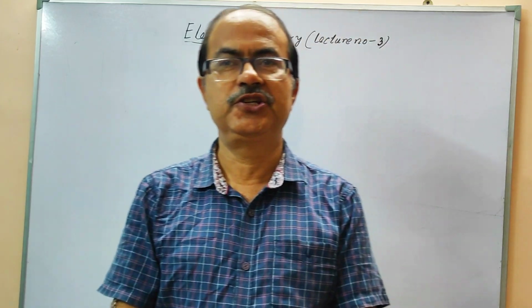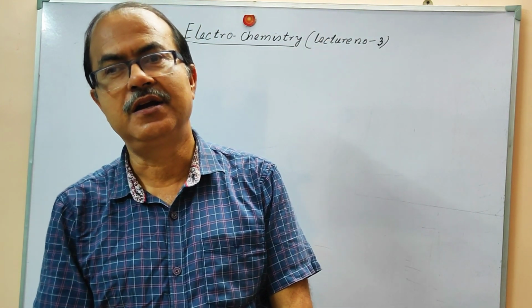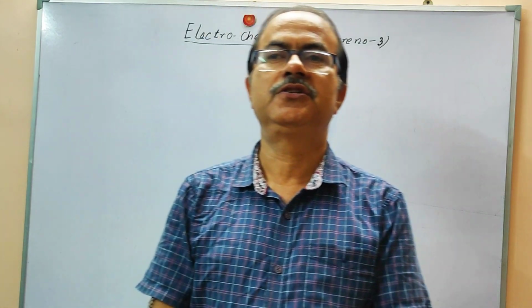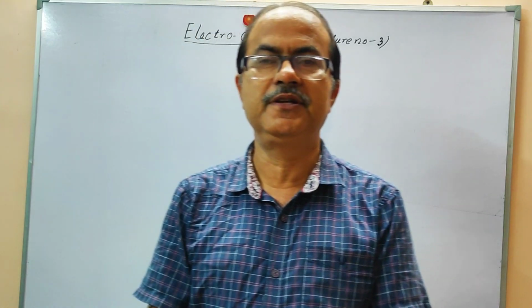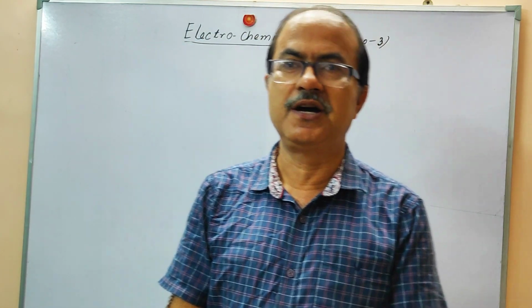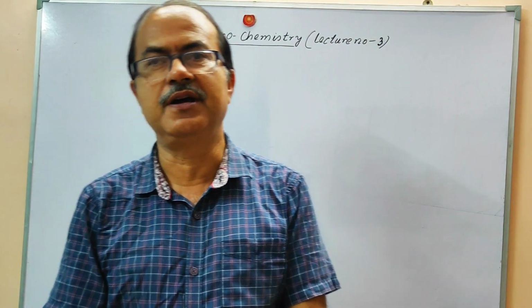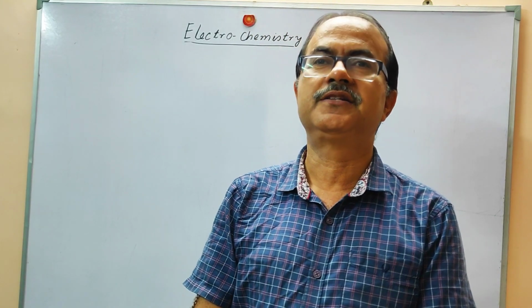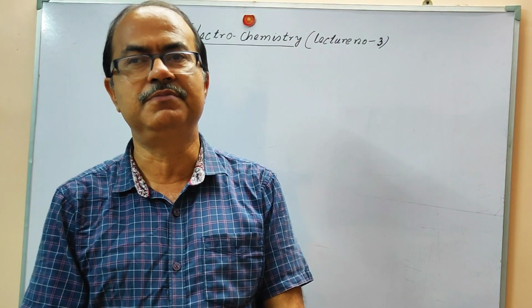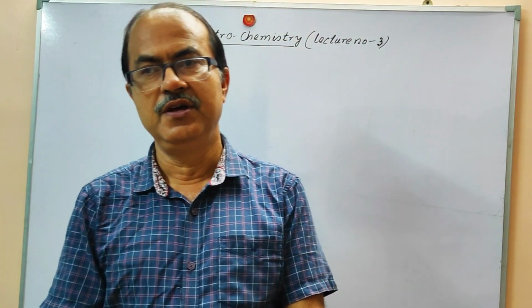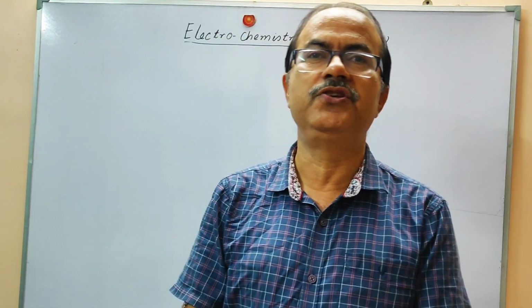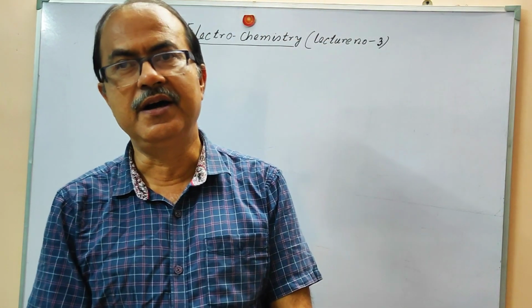Welcome to this lecture. This is the third lecture on electrochemistry. In the previous two lectures, we have discussed different aspects of this chapter. In the first lecture, we discussed the construction of the galvanic cell, and we understood how chemical energy is transformed into electrical energy with the help of the redox reaction, which is carried out in two different half cells.